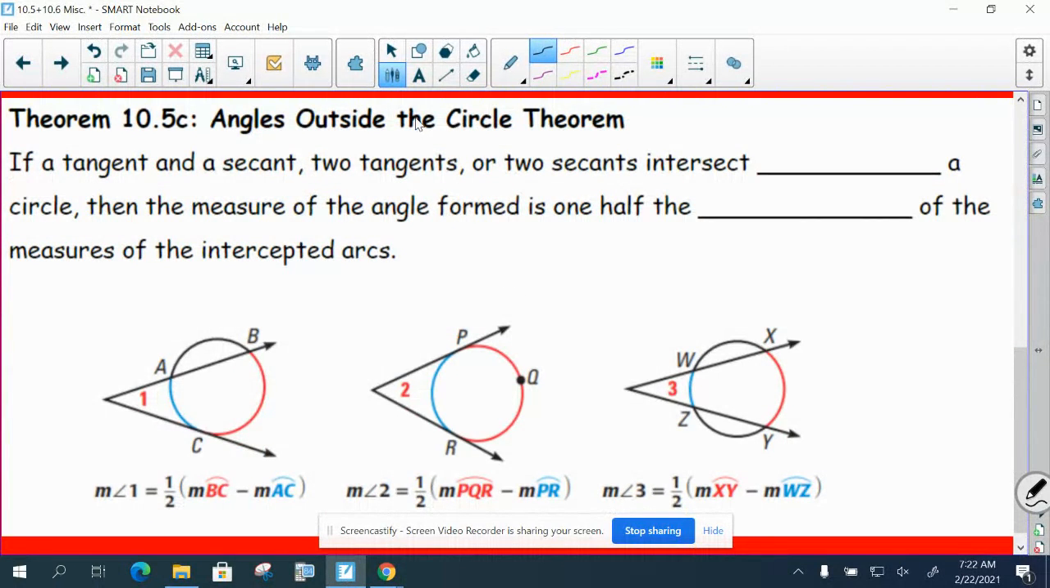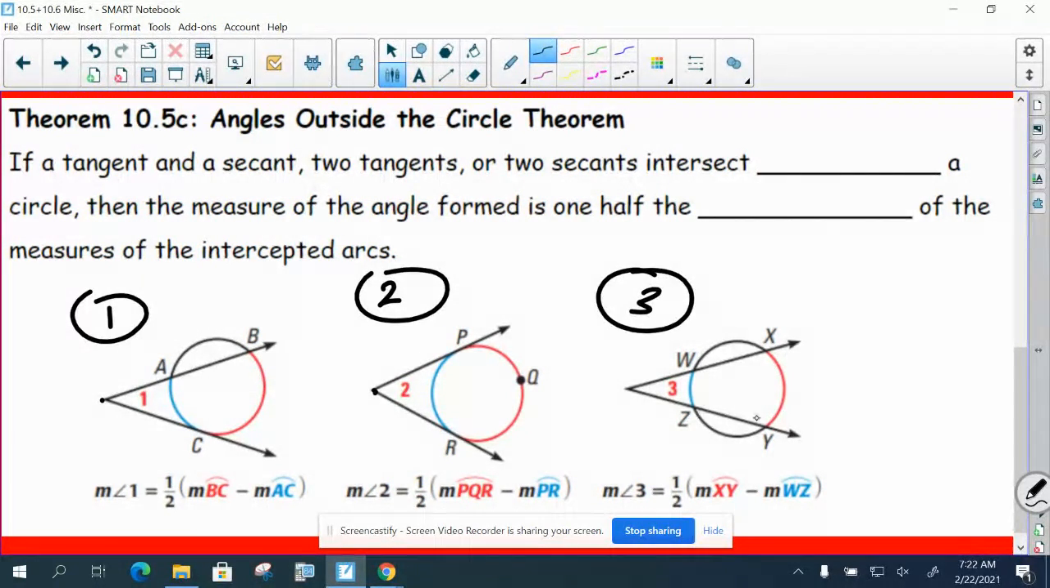So if a tangent and a secant, 2 tangents, or 2 secants. Back up. If a tangent and a secant, that's situation 1. You've got a tangent and a secant. Or if you have 2 tangents intersecting outside of a circle right here, or 2 secants, situation 3, like 2 secants right there. Now notice that in each situation, the arcs that are created are a little bit different.